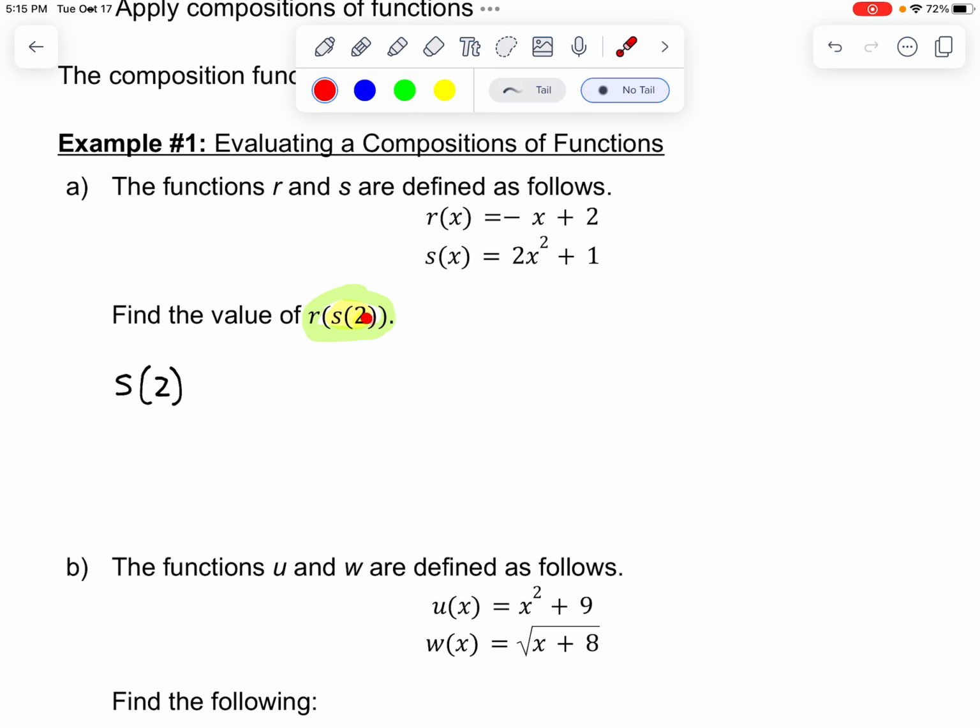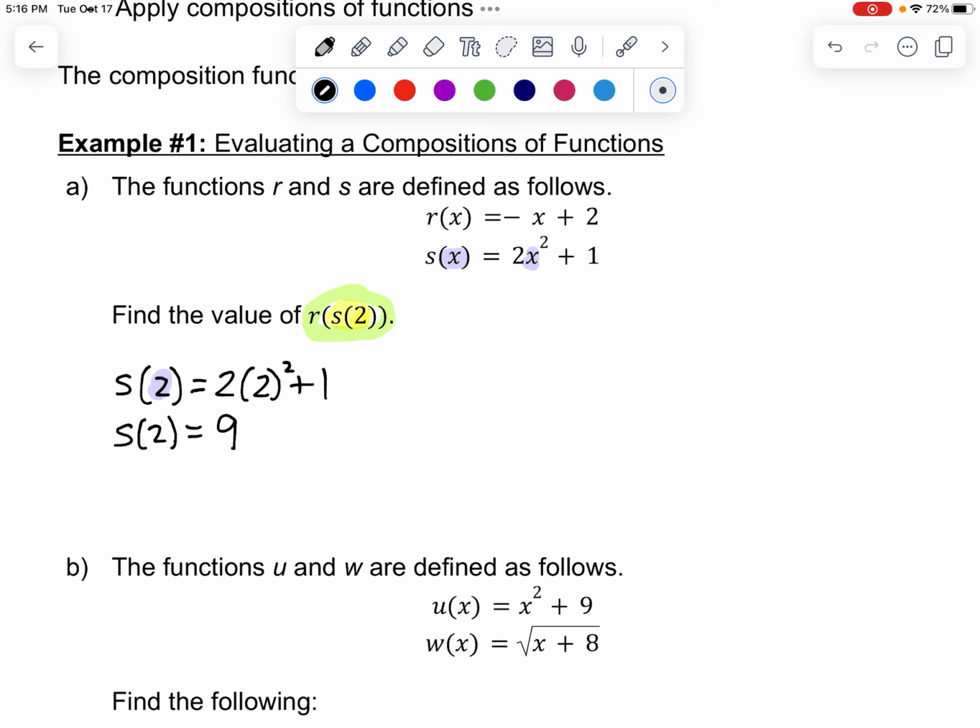And again, that is something that we've been doing really all of this quarter so far, or all of last quarter. We're taking the number and we're substituting it back into the function. So we're taking the 2 and we're going to substitute it in for x in this function. So I say 2 times 2 to the second power plus 1. And if I solve that out, I'm going to get 2 times 2, which is 4, 4 times 2, which is 8, 8 plus 1, which is 9.